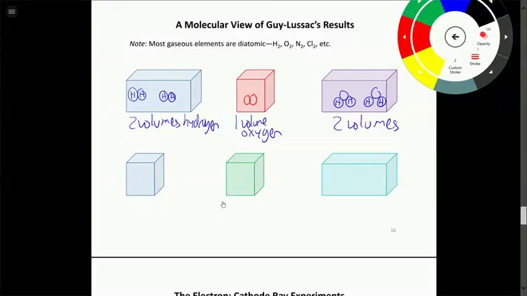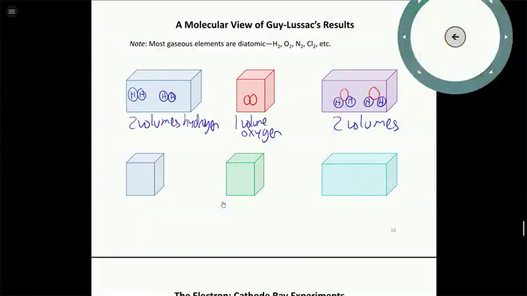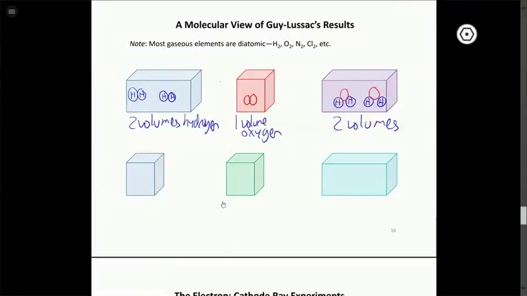Alright, so oxygen in red, hydrogen in blue, and when you combine them with each other at the macroscopic level, it's a 2-to-1 ratio, gives you 2 volumes of water, and at the microscopic ratio, the same thing happens. And then if we did a different gas, let's do hydrogen this time with chlorine, what we find is that if we react 1 volume of hydrogen with chlorine, they combine in a 1-to-1 ratio this time.